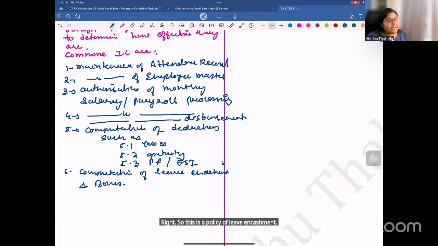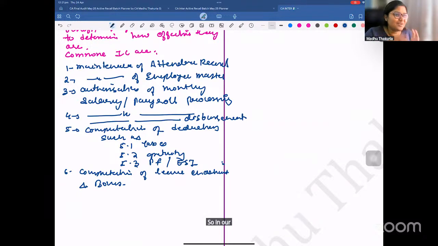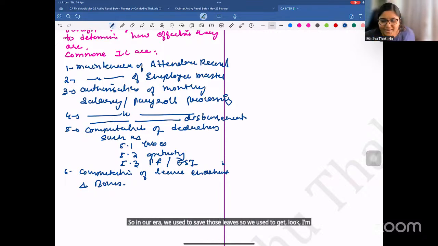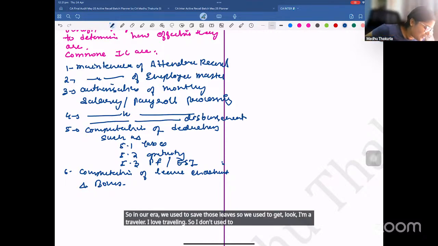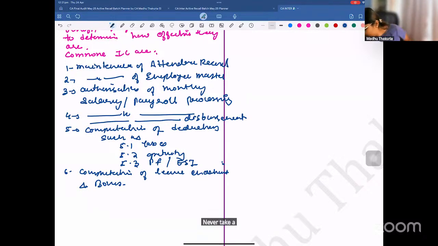Now, Indians have that mentality. They want to have money rather than leaves. Your generation is different, right? You are Gen Zs, and you will utilize more than the leaves given to you in a company. So in our era, we used to save those leaves. I'm a traveler, I love traveling, so I didn't do that, but I know a lot of my friends and colleagues who would do that. Never take a leave and then, anyway.